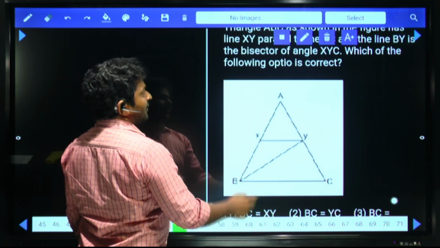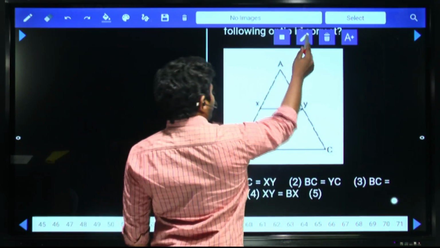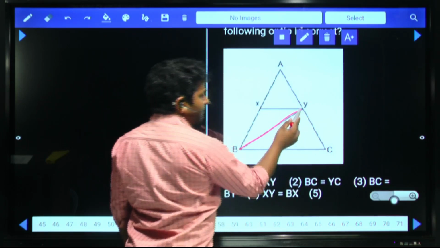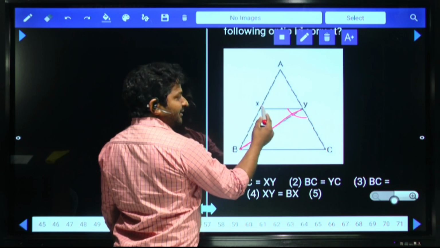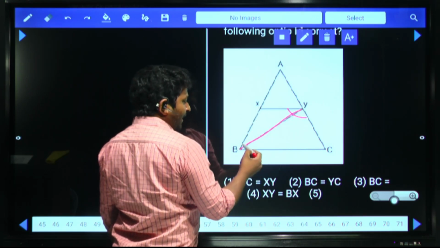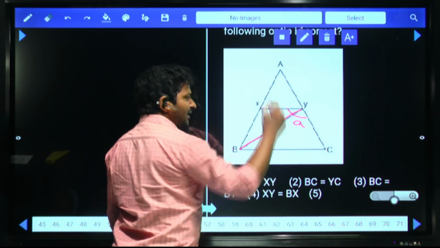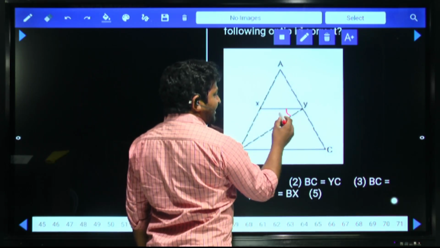Okay, which of the following options is correct? Now, BY is the bisector for angle XYC. A bisector makes equal angles at Y, that is, for XYB and BYC. Both will be the same angle. Let us assume it is A.